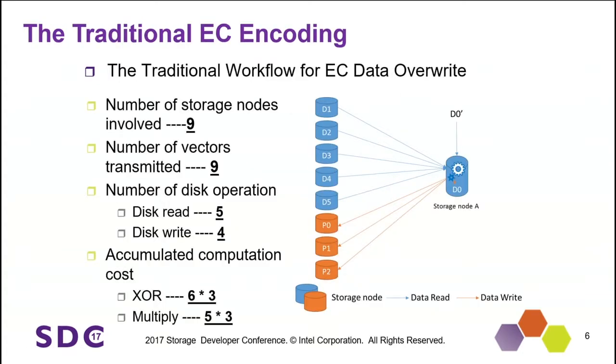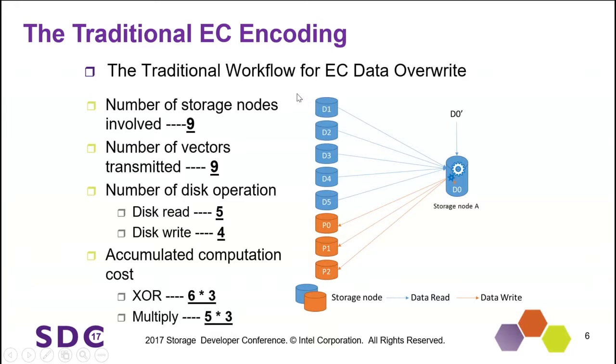The data flow is shown in the figure. When the changed D0 comes to the storage node, storage node A needs to read out D1 to D5 from the other storage nodes. In order to get the new parity nodes, storage node A needs to do the parity generation calculation with the changed D0 and D1 to D5. In this solution, all nine nodes are required to participate in the calculation.